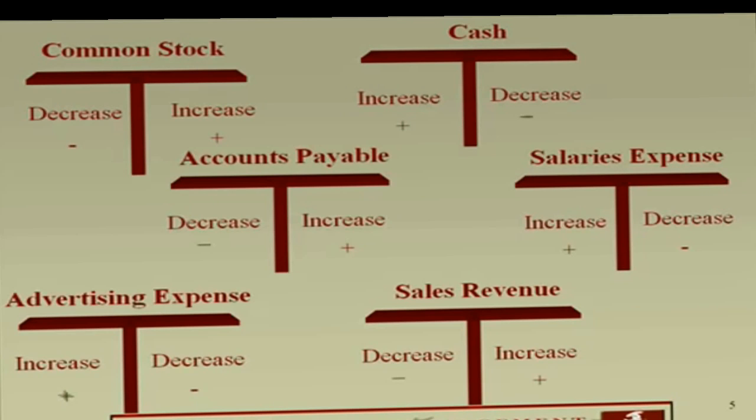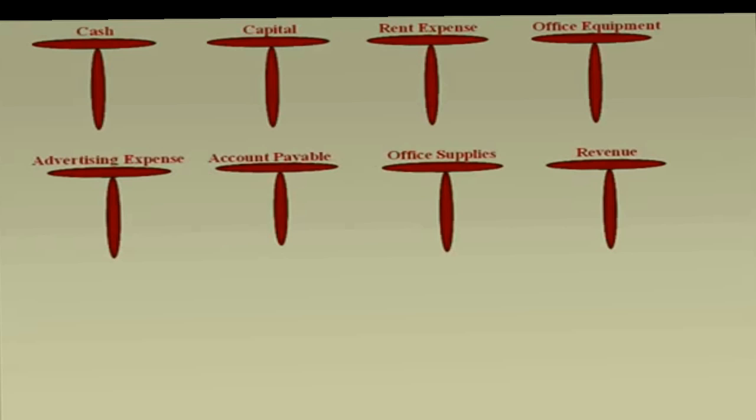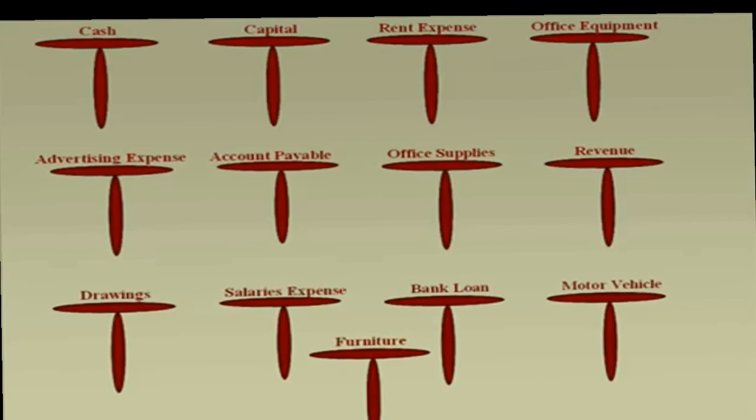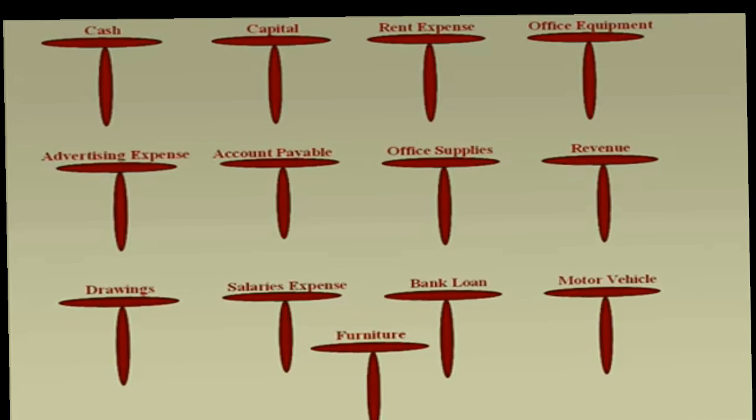Are you ready? Do a little exercise for me initially. Look at the screen in front of you. I want you to open T accounts for cash, capital, rent expense, and office equipment. Then, I want you to do the following. Open T accounts for advertising expense, accounts payable, office supplies, and revenue. Then, open T accounts for drawings, salaries expense, bank loan, motor vehicle, and furniture.